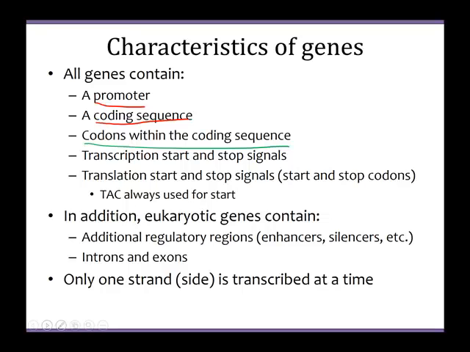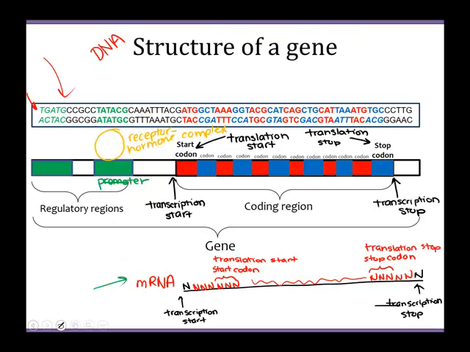Okay, so everybody's got transcription start and stop signals. Everybody's got translation start and stop signals. Remember, translation start is the same as a start codon. Translation stop is the same as a stop codon. We always use the same start codon for every living thing. So in the DNA, my start codon is always going to be TAC. So if I transcribe that to RNA, it's always going to be T to A, A to U, C to G. My start codon is always going to be AUG. Stop codons can be a couple different varieties, a couple different flavors.